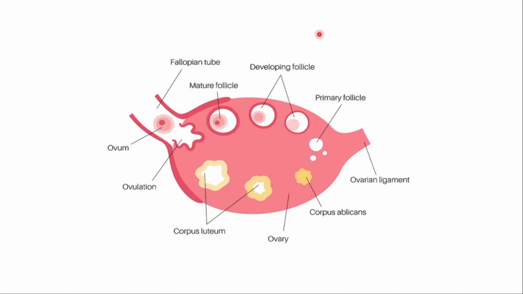This illustration shows the ovary containing follicles at different stages of development. So we can see the primary follicle is here, and it eventually matures and ruptures to release the ovum, leaving behind the corpus luteum that degenerates to form the corpus albicans.